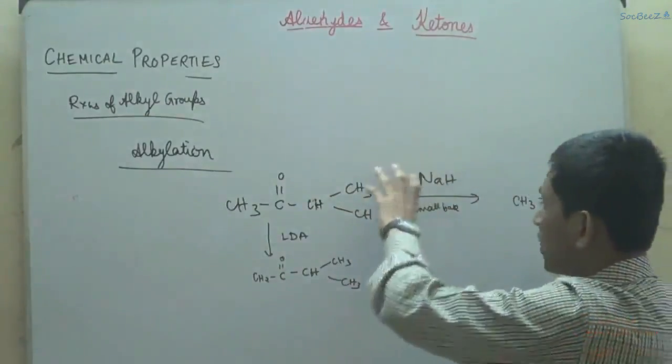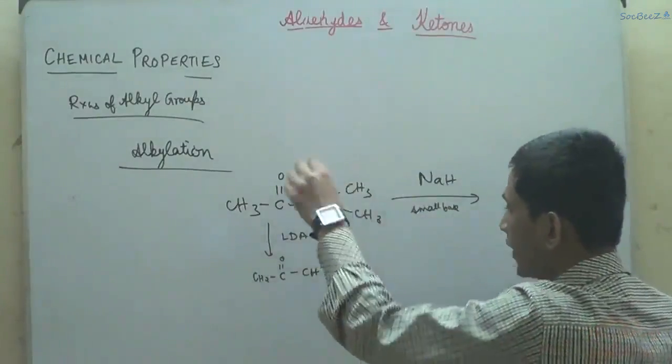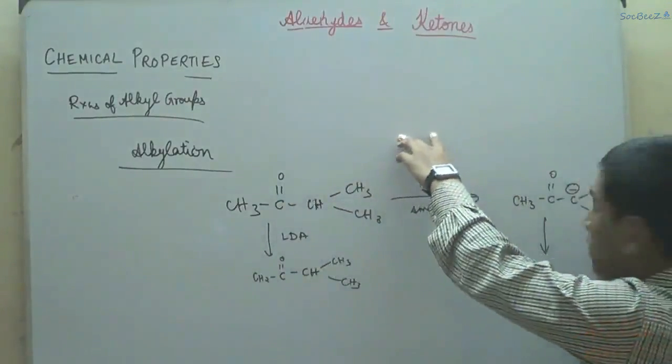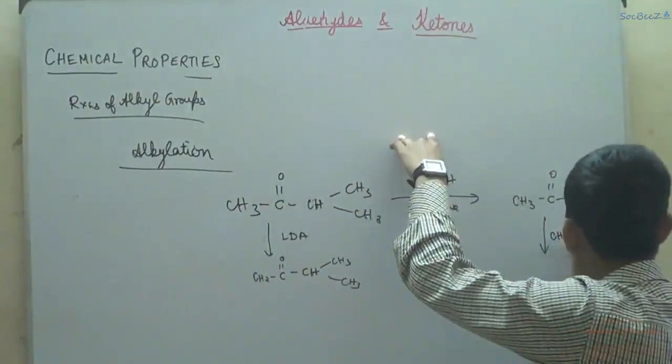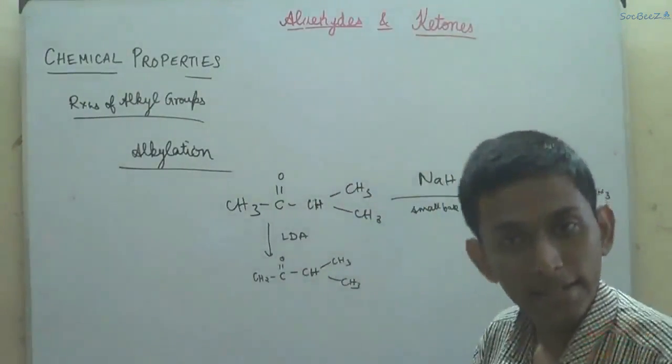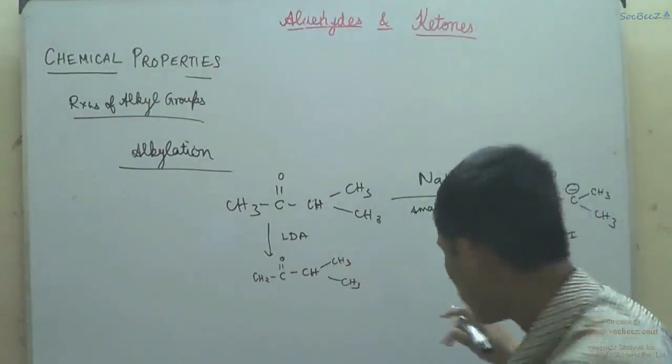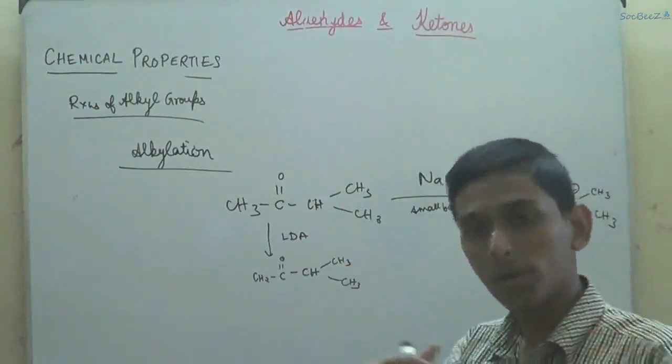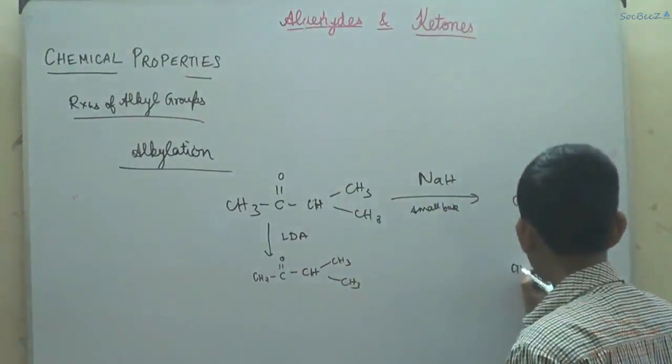Now when this hydrogen is removed, the negative charge comes here. Now you treat it with CH3I or any methylating agent, any alkyl halide. You can treat it with C2H5I, whatever. Then what happens?